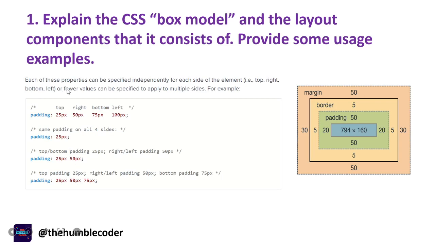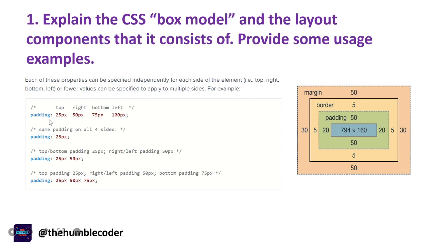Now let's see some usage of it. So each of these properties can be specified independently for each side of the element, that is top, right, bottom, left, or fewer values can be specified to apply to multiple sides. Let's see an example of how we can apply these properties. So we have taken an example of padding. Similarly we can take other things also like margin, border. Okay, so let's look at the padding one.